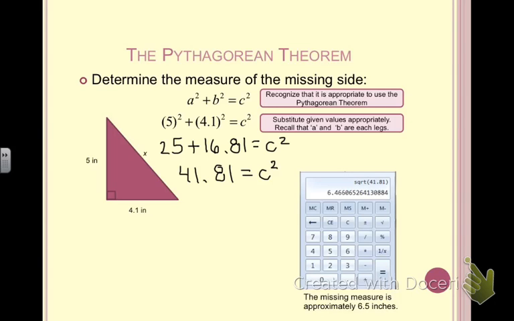Remember that this sum is equal to c squared. In order to solve for c, we need to take the square root. The square root of 41 81 hundredths is approximately 6 5/10. Therefore, the length of the hypotenuse is approximately 6 5/10 inches.